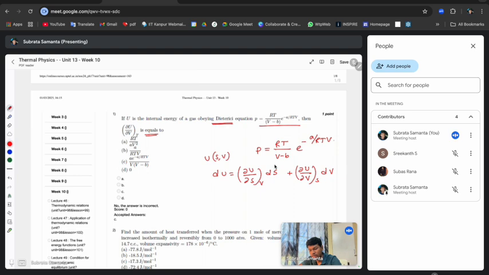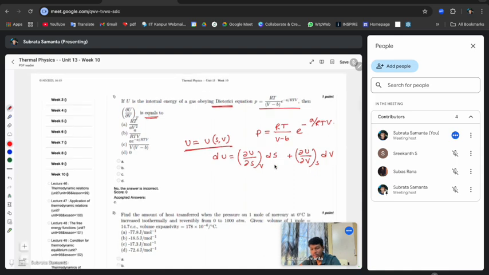If U is a function of S and V, then we can write this total derivative dU as the partial derivatives: ∂U/∂S at constant V times dS, plus ∂U/∂V at constant S times dV. This you can write as T dS minus P dV, where T is ∂U/∂S at constant V and P is minus ∂U/∂V at constant S. So you have to calculate ∂U/∂V.